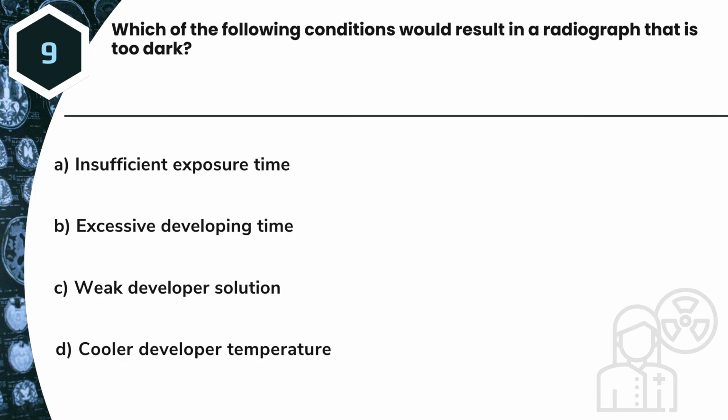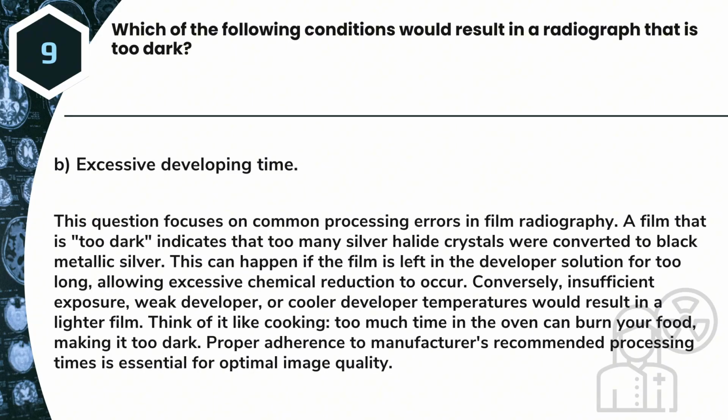Question 9. Which of the following conditions would result in a radiograph that is too dark? A. Insufficient exposure time. B. Excessive developing time. C. Weak developer solution. D. Cooler developer temperature. Answer B. Excessive developing time.